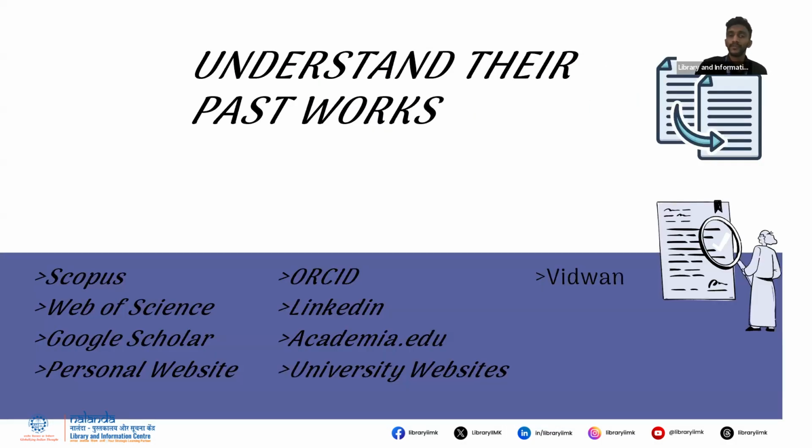There are a few websites or platforms where you can go through and get an idea about what their actual work is, in what area the work is going on, and what their recent and past works are. So: Scopus, Web of Science, Google Scholar, and personal websites. Usually professors keep personal websites, so you can go through them, or check LinkedIn, academia.edu, and university websites.